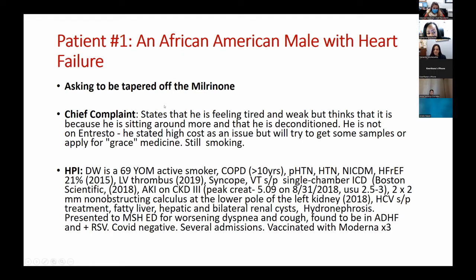This last visit with me, I just saw him last week, he was asking to be tapered off the milrinone and said that he would cut it off himself if we don't stop it. But when you asked him about his chief complaint, he said he was feeling weak and tired. He did not ascribe that to his heart failure, but he's saying he's sitting around more and more in the home. He feels that he's deconditioned.